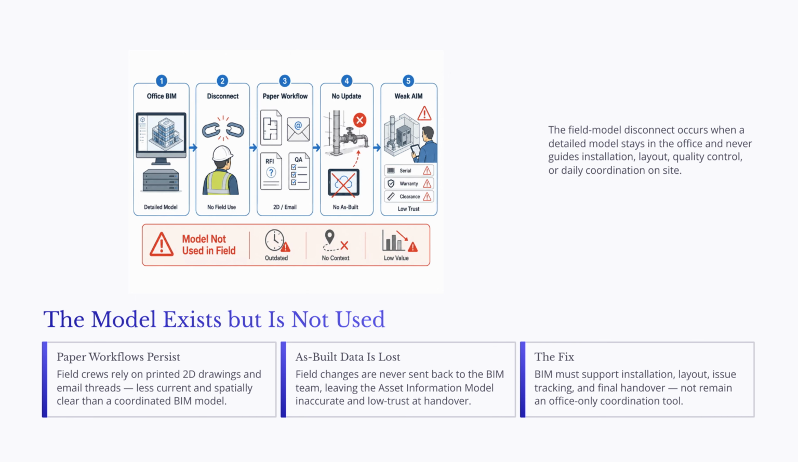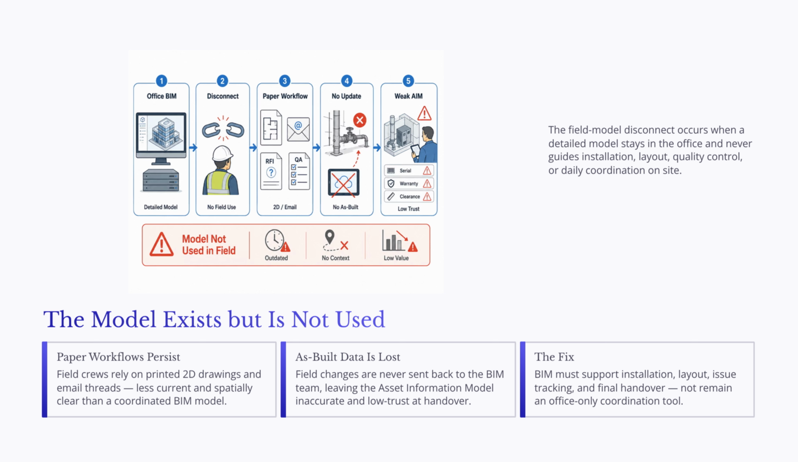In this situation, field crews often continue relying on printed 2D drawings, email threads, separate RFI logs, and disconnected quality control checklists. These tools can still be useful, but they are usually less current and less spatially clear than a coordinated BIM model. The slide also highlights another important issue: as-built data is lost.